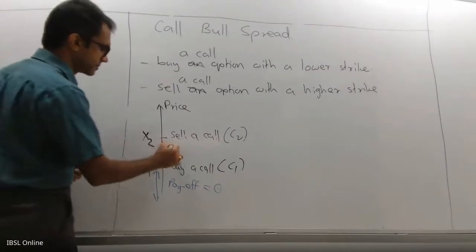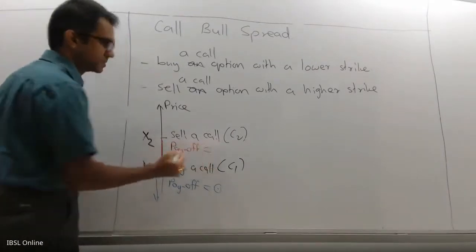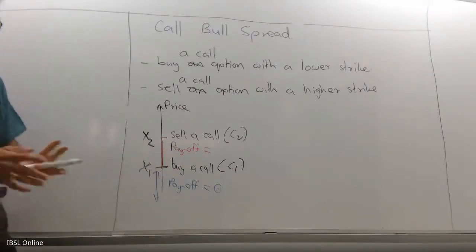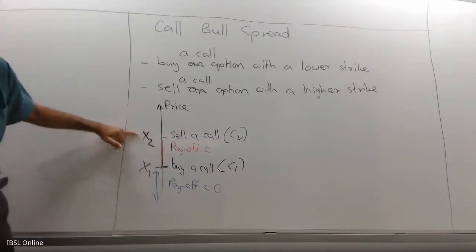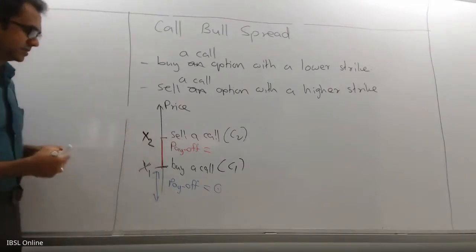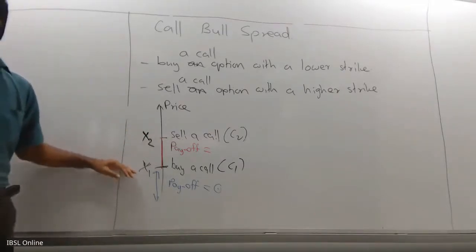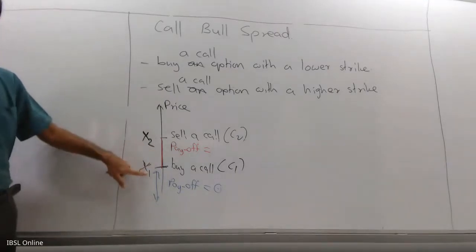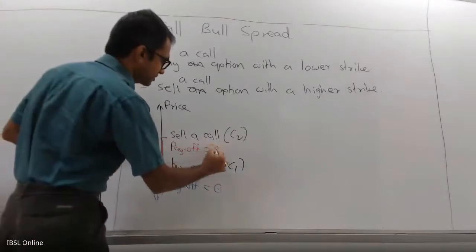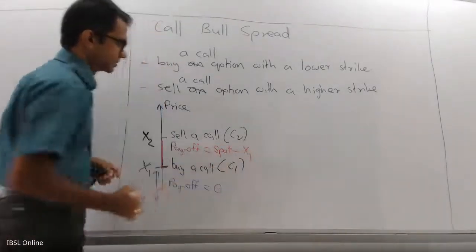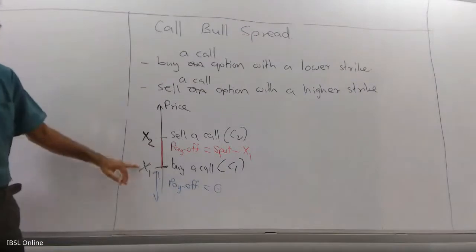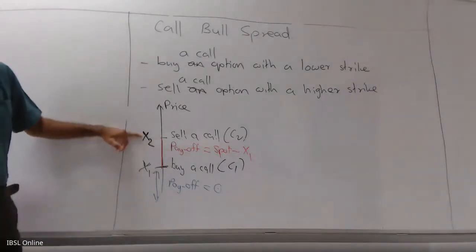So what would be the payoff here? Then you don't pay anything because the buyer of the call option with strike X2 won't claim anything, but you have a claim. You can claim the difference between the market price and X1. That is spot minus X1. That is your payoff. That means you receive. What would happen when it is exactly at X2, market price exactly at X2?